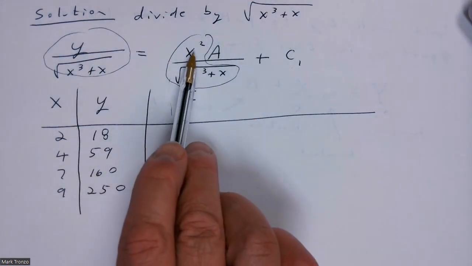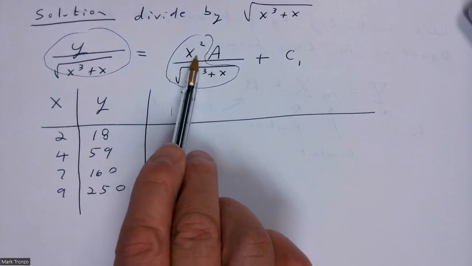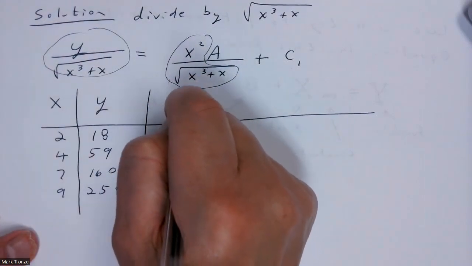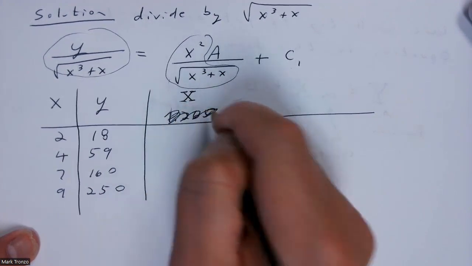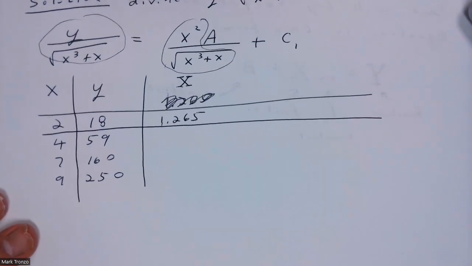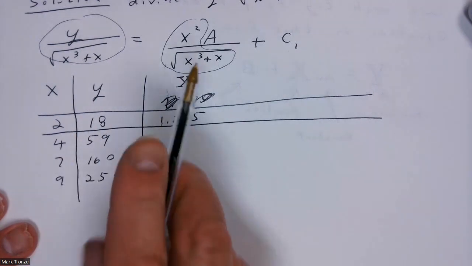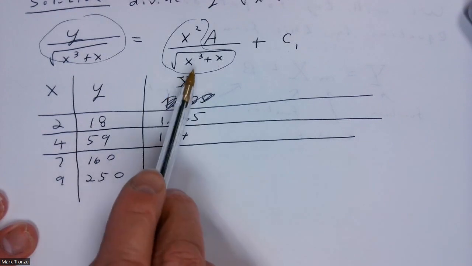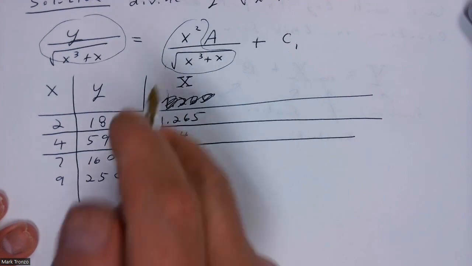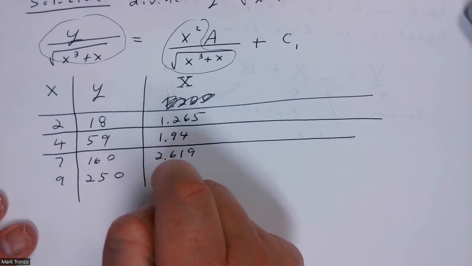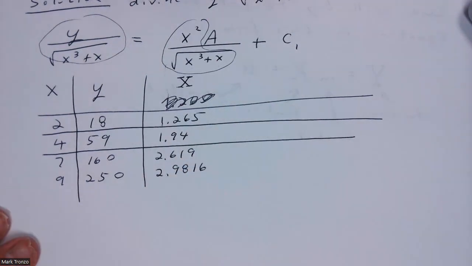So when we put the values of X in here, if we put X squared divided by the square root of X cubed plus X and divide that out, we get 1.265. Oh, sorry, put that in the wrong thing. 1.265. And then when we put this X value into here, we get 1.94. And when we put this X value into here, we get 2.619. And then finally, when we put this X value into here, we get 2.9816, like that.